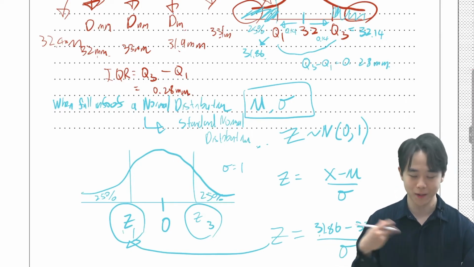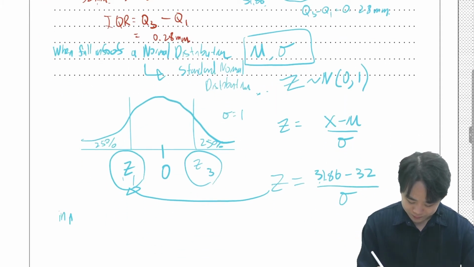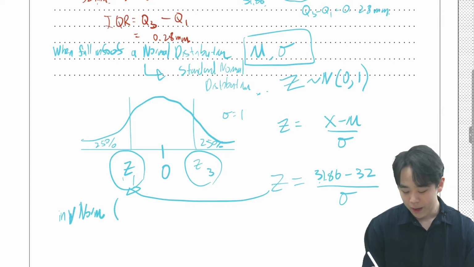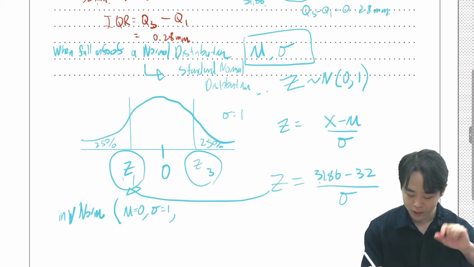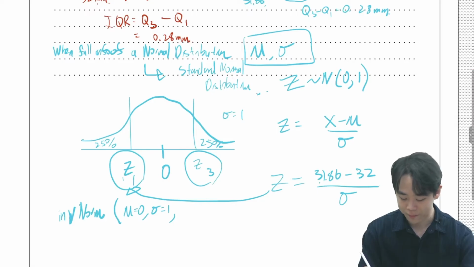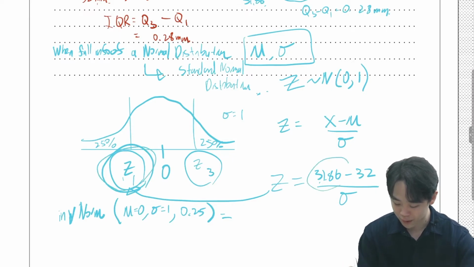What's the sigma? Okay, so let's move on to the normal inverse case. So we use inverse normal to find this. In our calculators, we're going to have a normal distribution where the mean is 0, sigma is 1. And I want you to find the value that's going to contain the lowest 25%. Then the calculator will give us this z value. And this is the z value associated with Q1, which we know is 31.86.